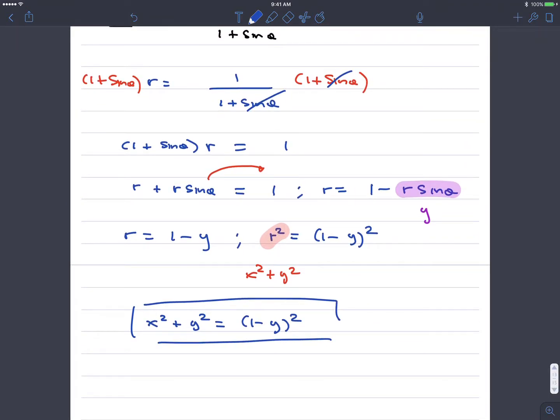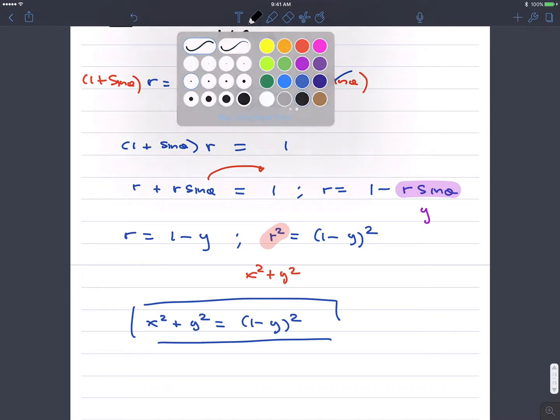So here is a solution for one example, converting polar to Cartesian coordinates. Let's double check how we made out. Yeah, I guess so. We could look at it this way, and that's fine. Okay, let's look at some more examples now.